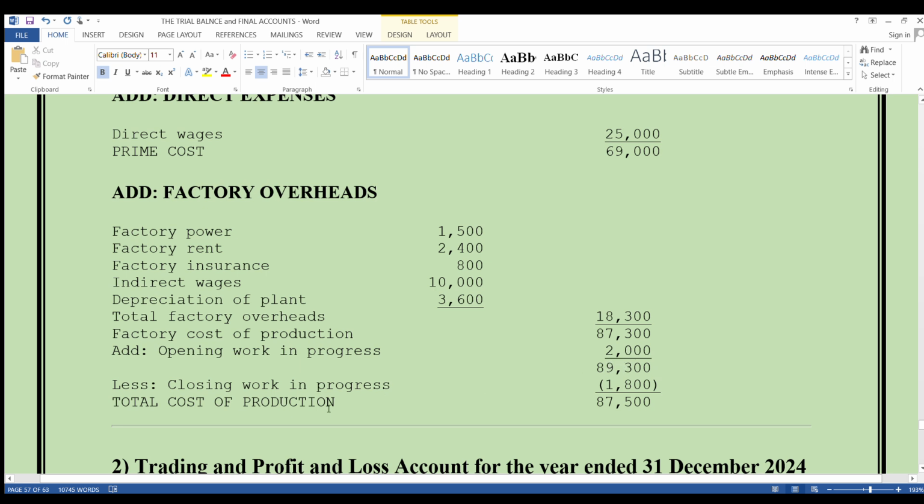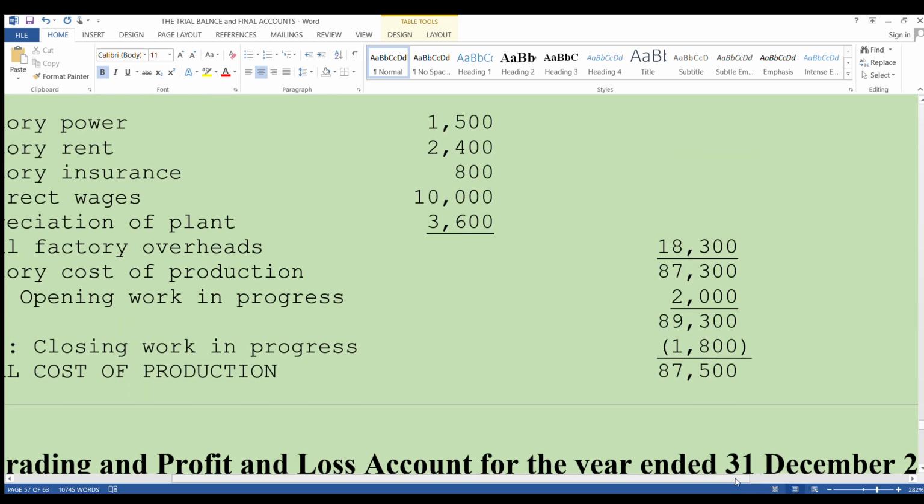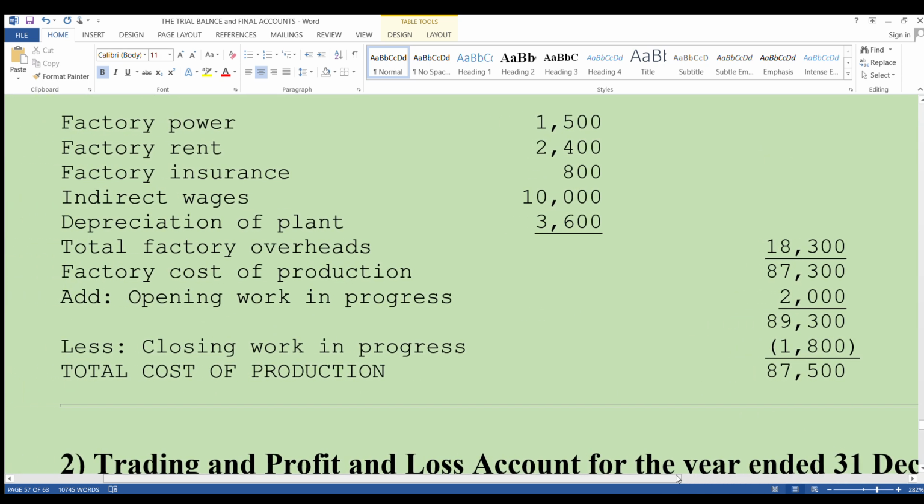Then we subtract closing work in progress. Let me just enlarge in case you're not seeing clearly. Then you subtract closing work in progress, which is 1,800. When you subtract, you get this. This is the cost of production. Your manufacturing account is done. It is as simple as this.